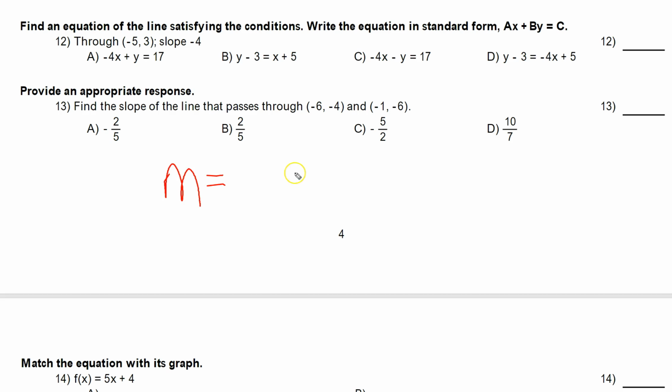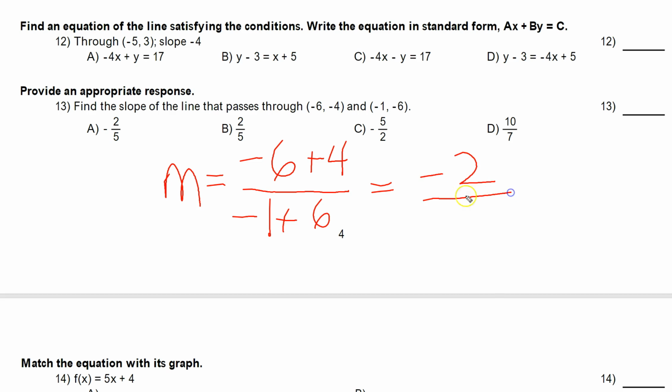M equals y sub 2, which is a negative 6, minus y sub 1, which is a negative 4, over a negative 1 minus a 6. A minus makes this a positive, and a minus makes this a plus. So this is going to be a negative 2, and this is going to be 5. So our slope then is a negative 2/5.